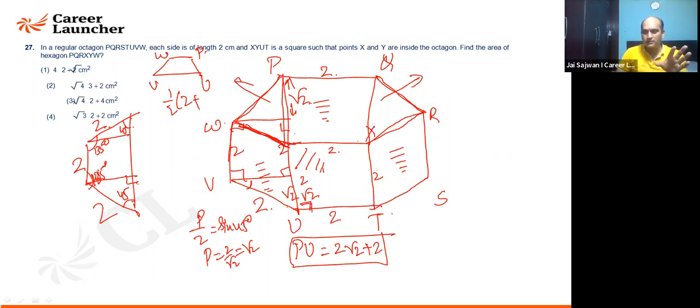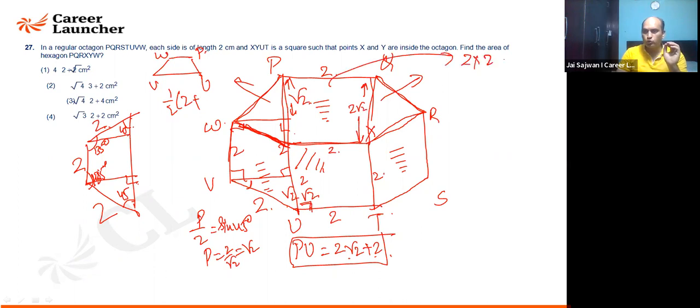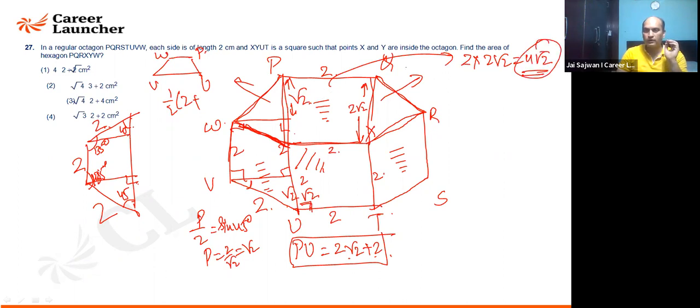In this hexagon, this side is 2, this whole length is 2 plus 2 root 2. If I subtract 2, I'll say this length is 2 root 2. I believe it is clear. So what is the area of this portion? 2 into 2 root 2, which is 4 root 2. I believe it is clear. The area of this portion is 4 root 2. This one is square, rectangle, sorry.